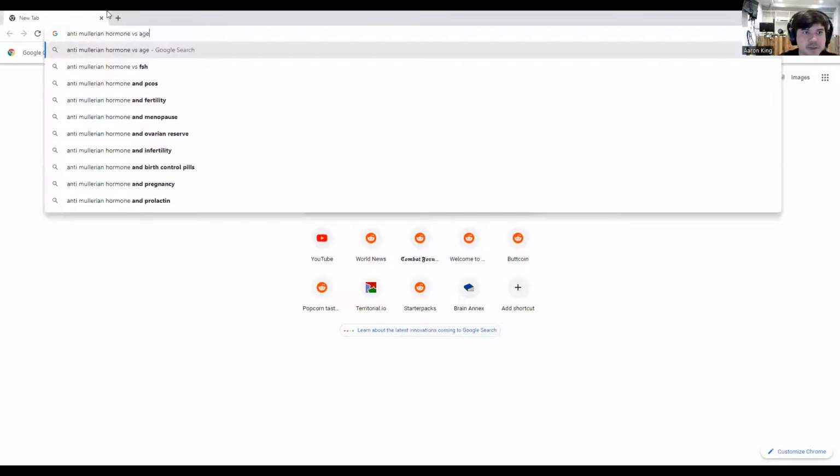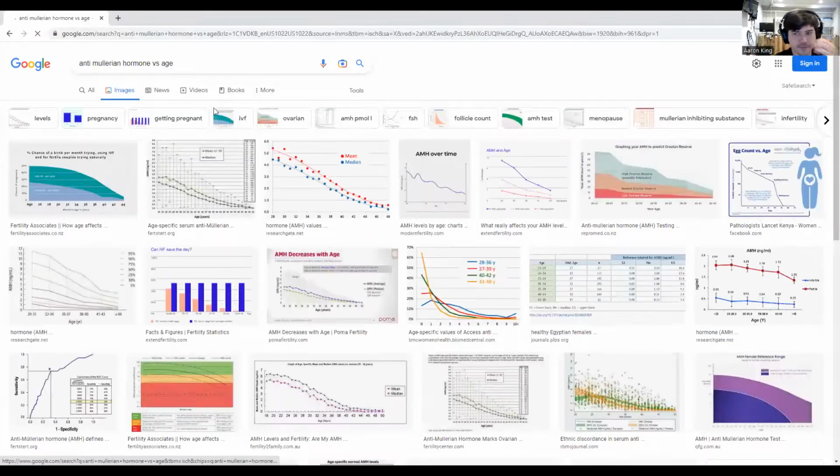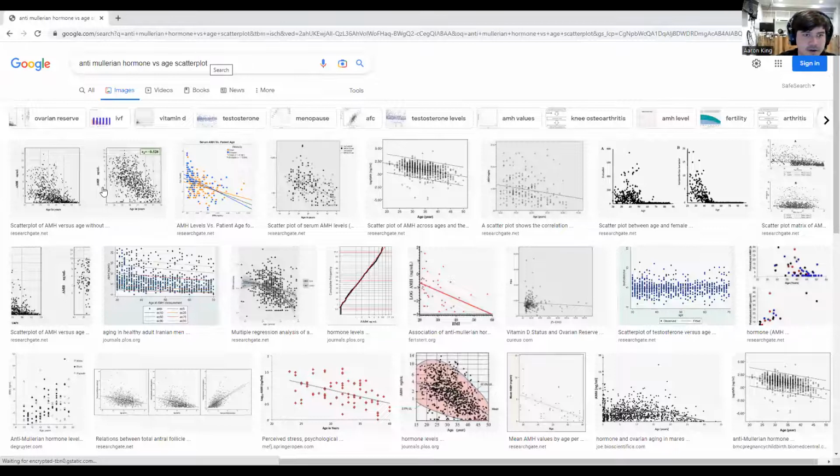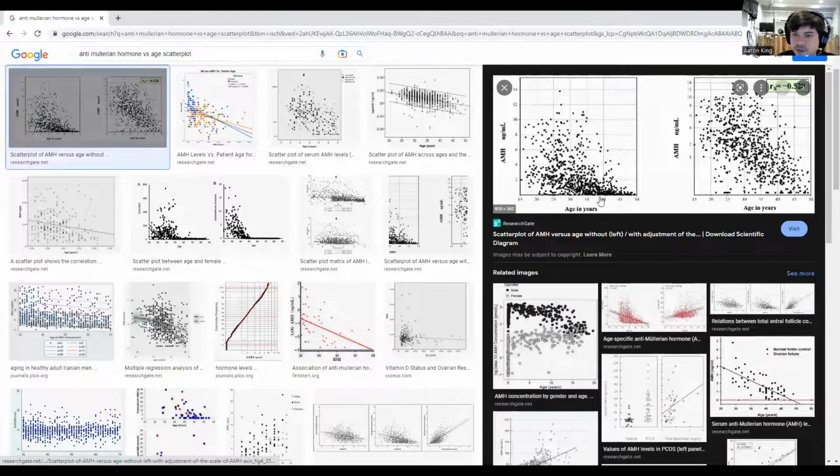Anti-Müllerian hormone versus age. Okay, so hopefully you all see this, and we're looking for scatter plots. So we're going to do a scatter plot. All right, so here we have anti-Müllerian hormone. This is great. Oh, I see. One of these is a log graph, and that's why it's spread. And then the other one is a normal graph, and that's why it's got a sort of like a log distribution. Okay, all right, all right.